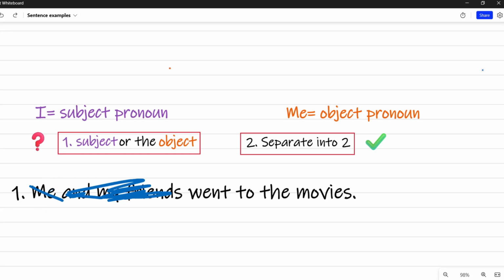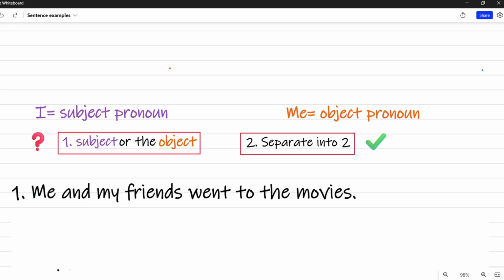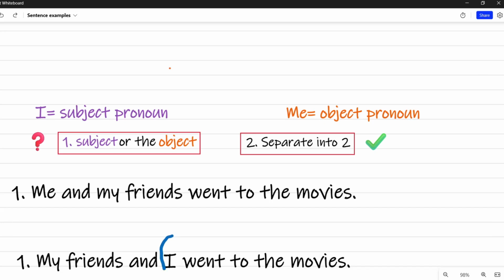And now what we can do is cover up, we don't really need to do this because "my friends" is not the problematic part, but you could. The second half of that would be "my friends went to the movies," and obviously that is correct. So we know that this should be "my friends and I went to the movies."